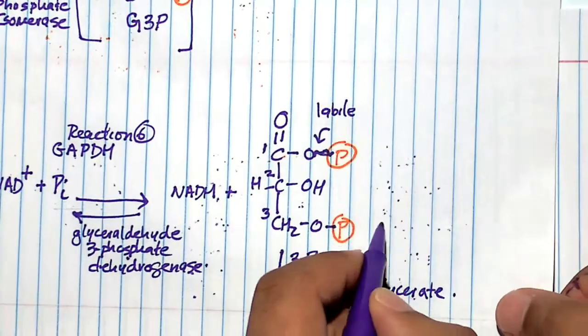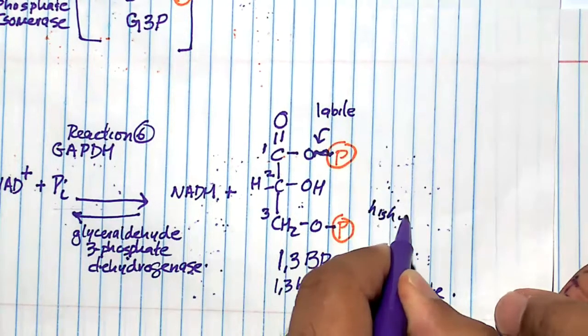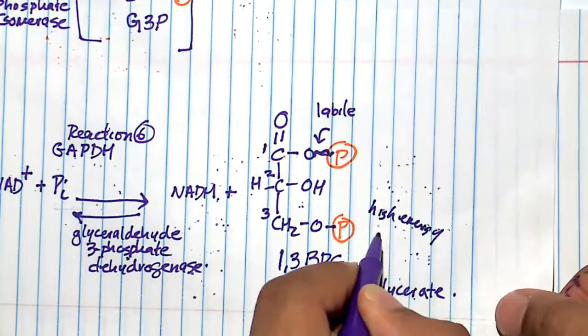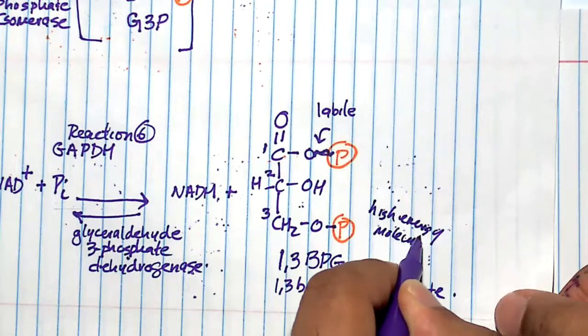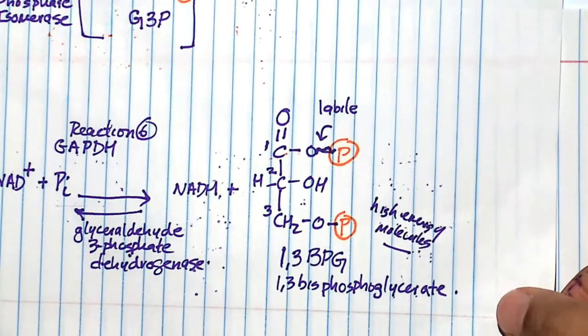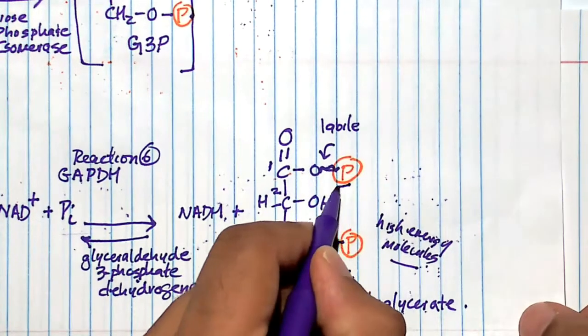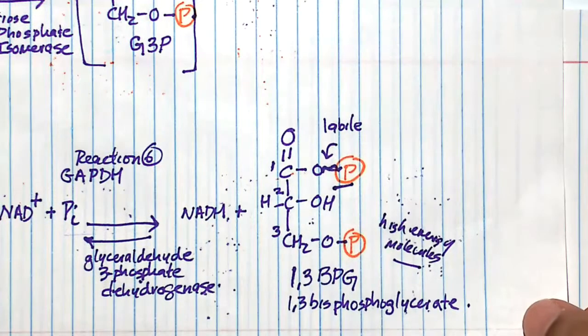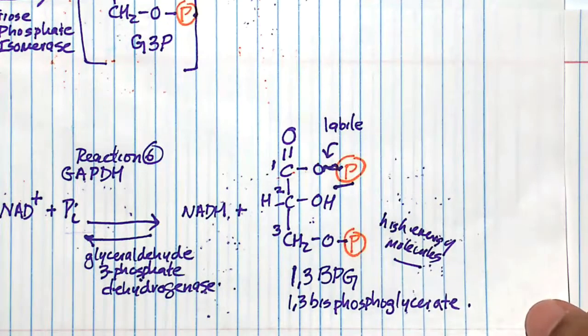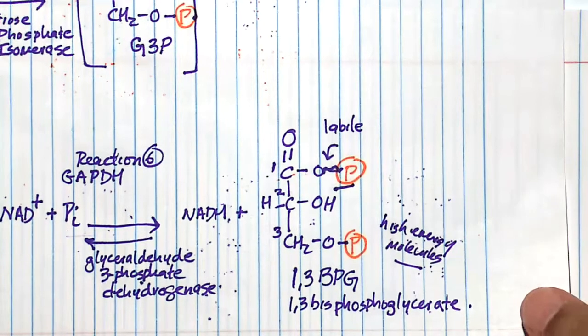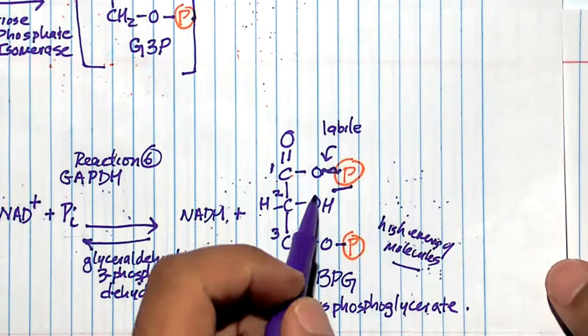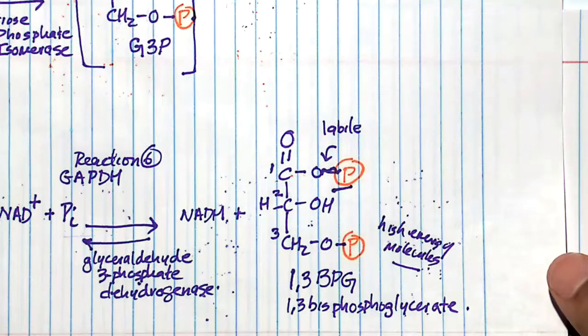So this is a high energy molecule. It's one of the 2 high energy molecules in glycolysis. And so that 1,3-bisphosphoglycerate is going to donate this phosphate and phosphorylate ADP to give you ATP, and you will get, as the product after donation of phosphate, 3-phosphoglycerate. So let's do that reaction here.